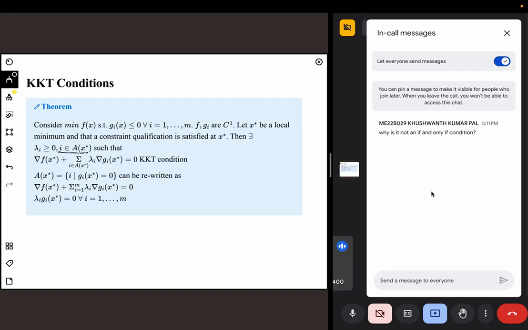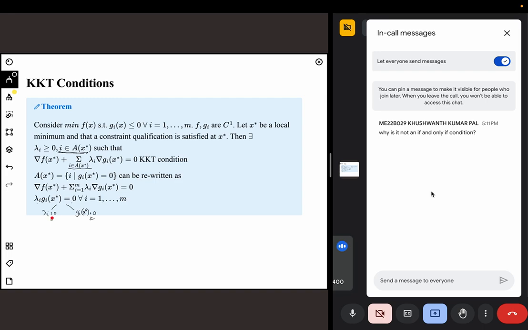Now, instead of writing it in this way, where i belongs to the set of active constraints, I can include all the inequality constraints also. So from i equal to 1 to m, I will include all the inequality constraints, but then add an extra condition saying lambda i times gi equal to 0. Here you will have two possibilities: you can either have lambda i equal to 0, or you can have gi of x star equal to 0. Of course you can say both of them equal to 0, but let's take these two scenarios.